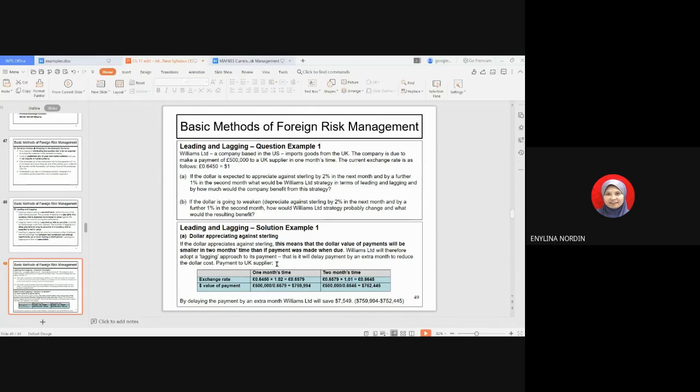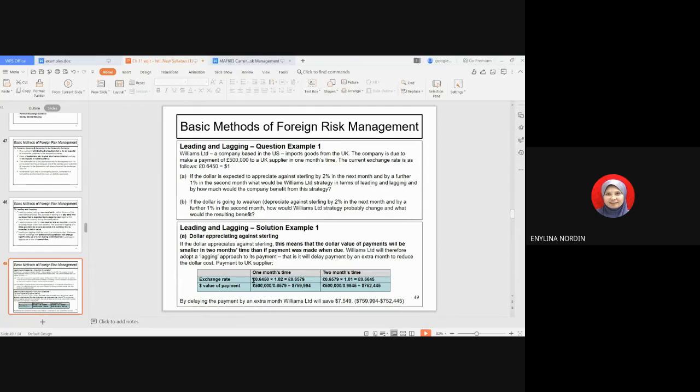So this will give another implication with the supplier in future. But talking about lagging here, let's say if the company pays in 1 month's time, how much dollar should be spent here for 500,000 pound? The exchange rate currently is 0.6450 pound per dollar. So that means if it's expected to appreciate, right?